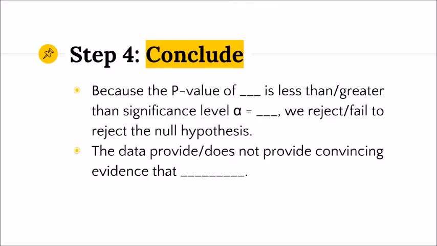Conclude. For the conclusion, you will need to compare the p-value found in the do step to the significance level stated in the state step. You can do this by stating, because the p-value of blank is less than or greater than significance level alpha equals blank, we reject or fail to reject the null hypothesis. You also need to put your conclusion into context so that you can state that the data provides or does not provide convincing evidence that context.